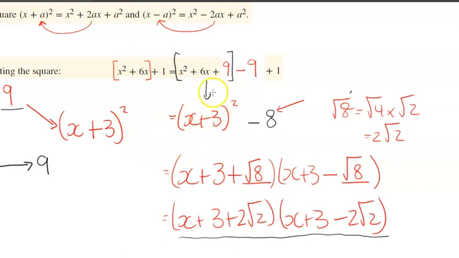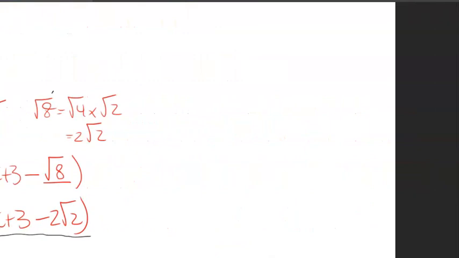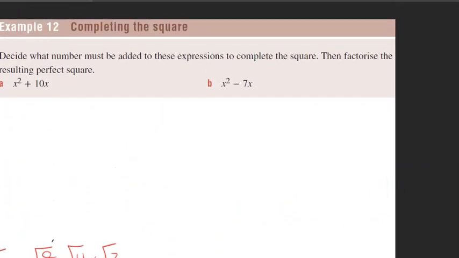That will deal with this, changing that into x plus whatever all squared. Sometimes it could be x minus whatever all squared as well. So let's have a look at a few examples, so you can get a better intuitive feel of this. Here we go.